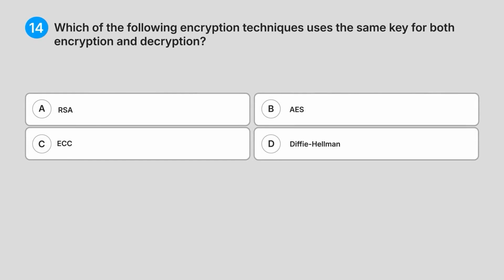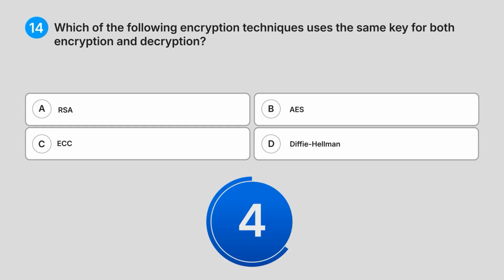14. Which of the following encryption techniques uses the same key for both encryption and decryption? A. RSA, B. AES, C. ECC, D. Diffie-Hellman. Can you guess the answer?